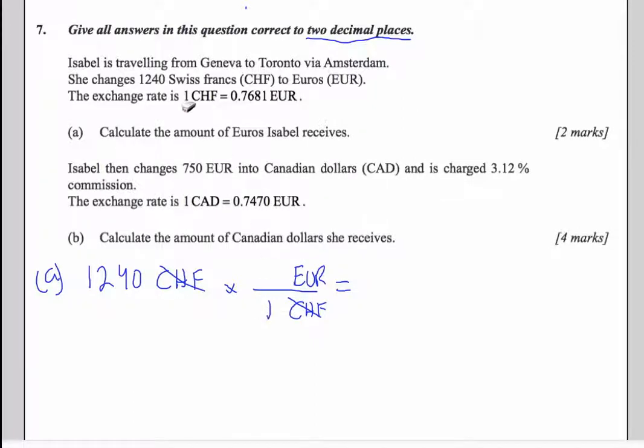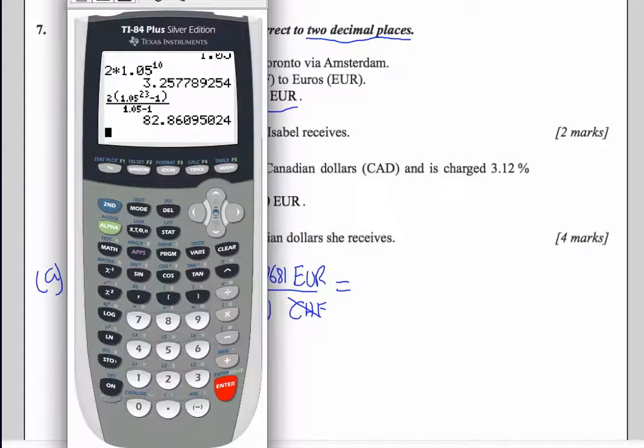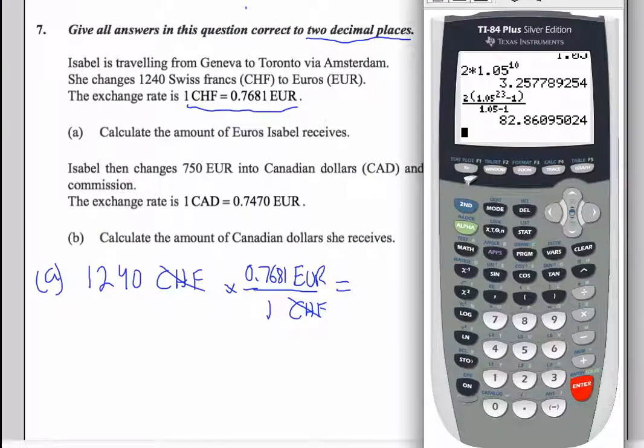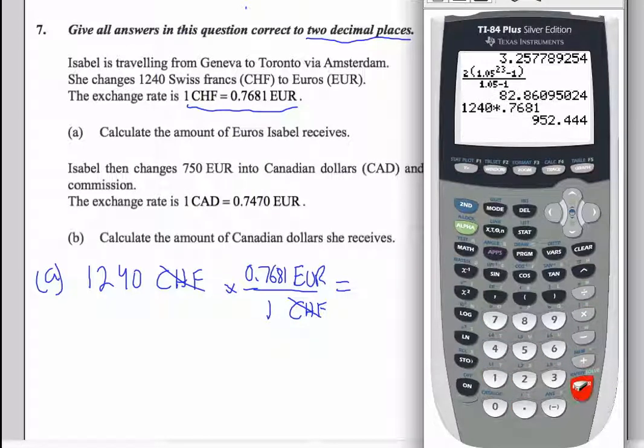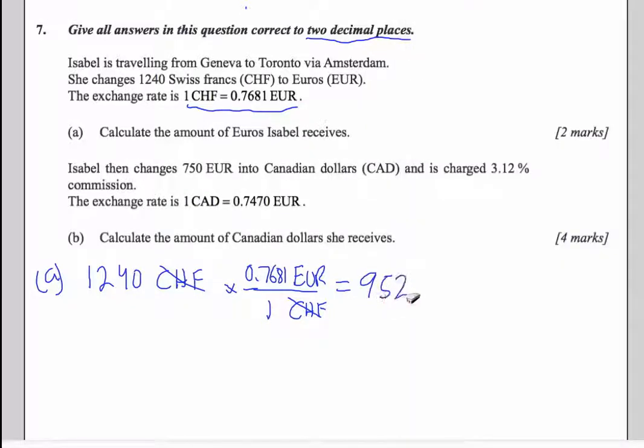So we have 1 Swiss franc. You see this? 1 Swiss franc equals 0.7681 euros. So this is what we do. We just multiply, and then we'll get that amount. So let's do that on the old calculator. So we have 1240 times 0.7681 equals 952.44. We need to round to the nearest two decimal places. And our answer here is in euros.